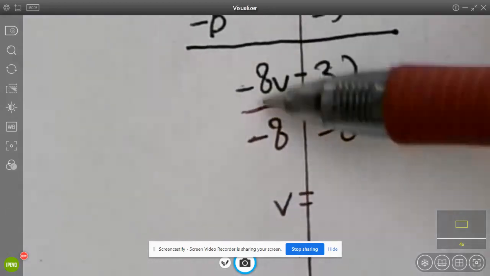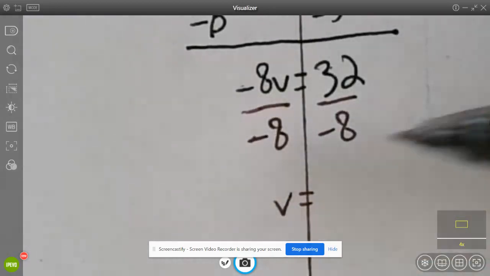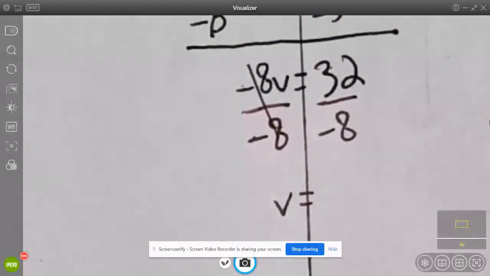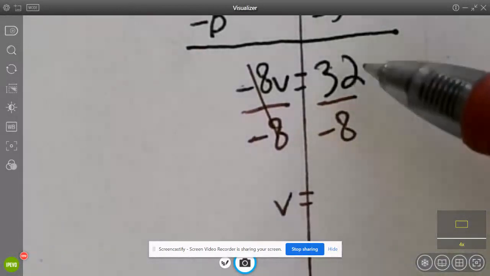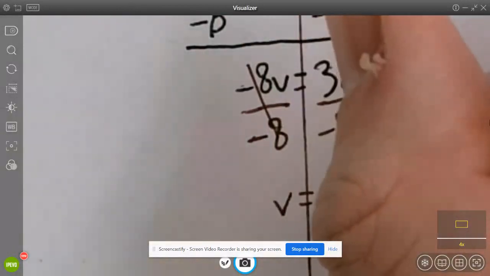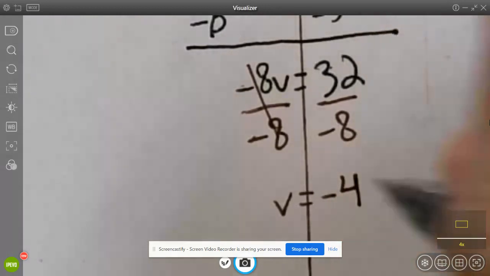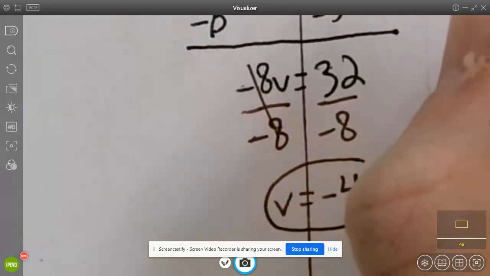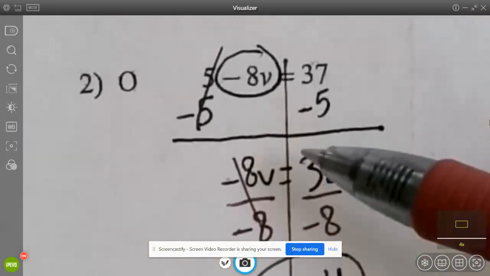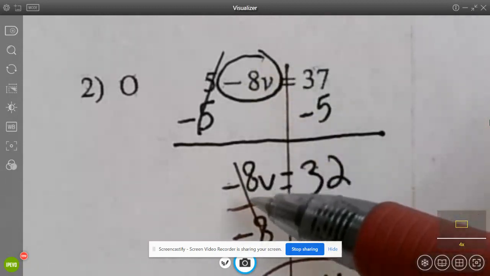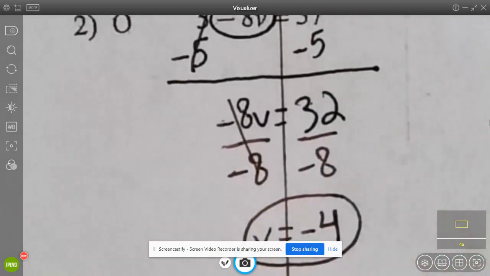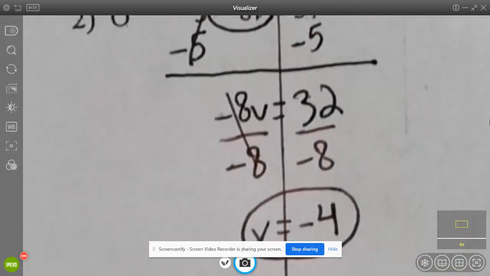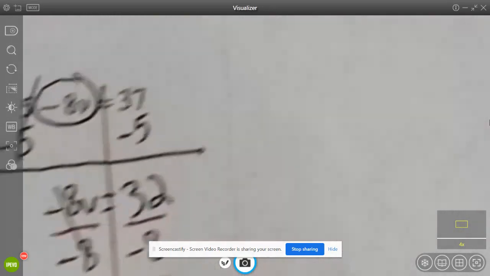Notice a negative 8 divided by negative 8 is going to give you a positive 1, so that cancels out. And 32 divided by negative 8 is going to be a negative 4. And circle. Don't forget your negative. That's a negative 8 up here. And we got to bring that down, and we got to divide by negative 8 to get rid of that. Wonderful. Well, we have our answer. Now let's go and check it.